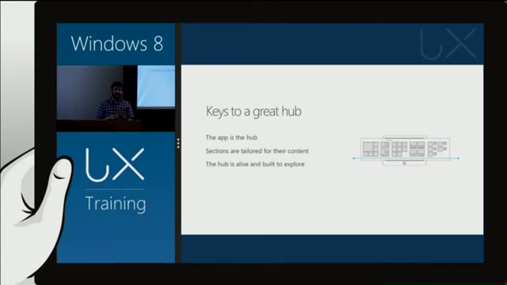And then lastly, the hub is alive, built to explore. It doesn't seem stale. It doesn't seem boring. It's always active. If you have some content that's changing often, that sounds like the type of thing that's going to go on your live tile. That sounds like a reason the user is going to open your app. That sounds like something you might want near the start of the hub, because that's one of the things that keeps bringing them back.